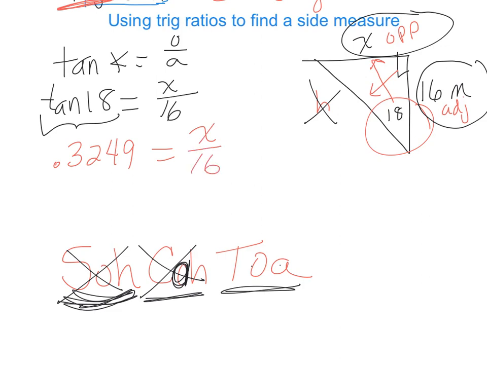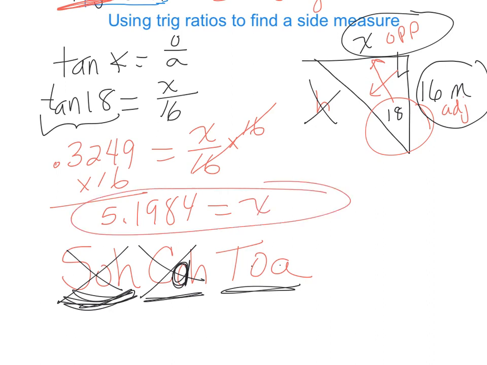Again, I need to get the x by itself. Don't let the fractions freak you out, all right? Just conquer them by multiplying. Our task is to multiply by 16 to undo the division. That cancels. What I do to one side of the equation, I have to do to the other side. So let's see, 16 times 0.3249, and that comes out to be 5.1984 equals x. And the problem is solved.